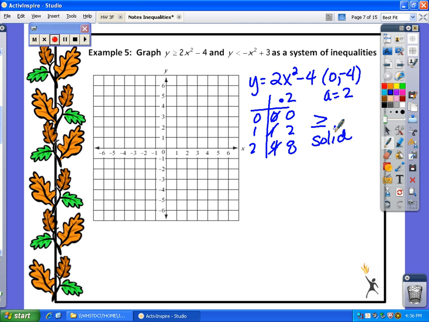So let's do that. I've got 0, -4. I'm going to go right 1 up 2, and do the opposite, left 1 up 2. Right 2 up 8, and do the opposite. And it's solid. So there's my first graph.